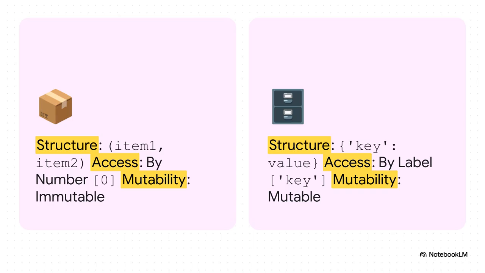Tuples, they're your sealed box. Ordered, unchangeable, and you get stuff out by its number. Perfect for when the sequence matters, like a set of map coordinates. Dictionaries, they're your filing cabinet. No particular order, totally changeable, and you get stuff out using a label or a key. Perfect for flexible things like a user profile with fields like name and email.